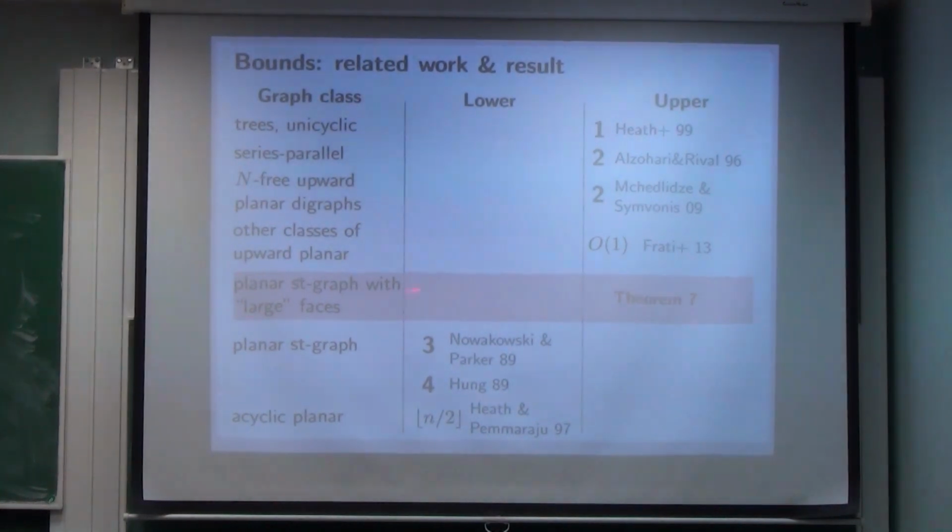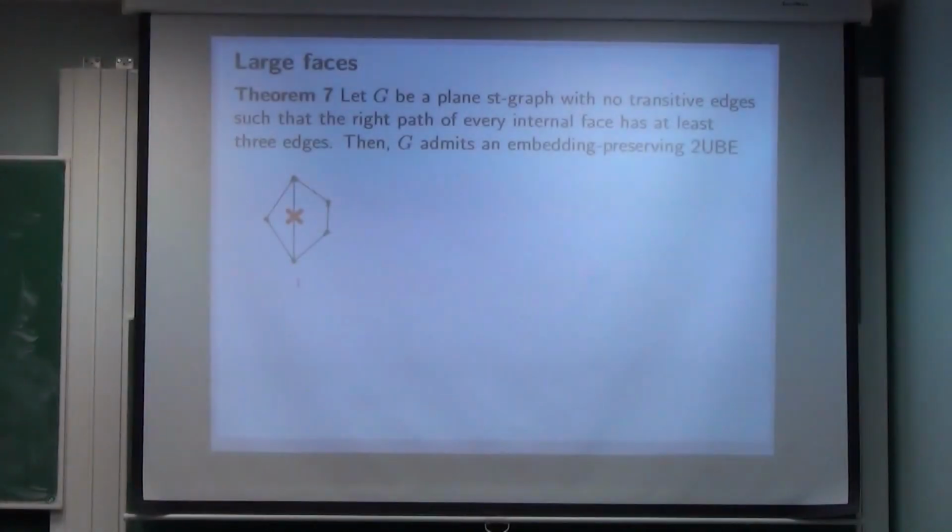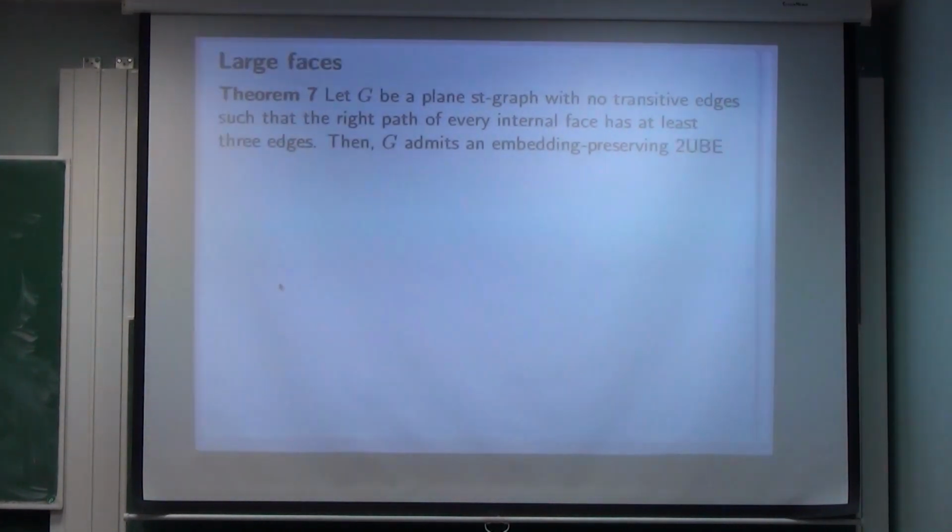Okay, so I start with the existential result for planar ST digraphs with large faces, and I have the numbers here, theorem 7. I leave the original numbers as they are in the paper so that you can refer to the corresponding theorem. Okay, so I am going to prove the following theorem. Let G be a planar ST graph with no transitive edges such that the right part of every internal face has at least 3 edges. So we don't have transitive edges, and the right part of every face contains at least 3 edges.